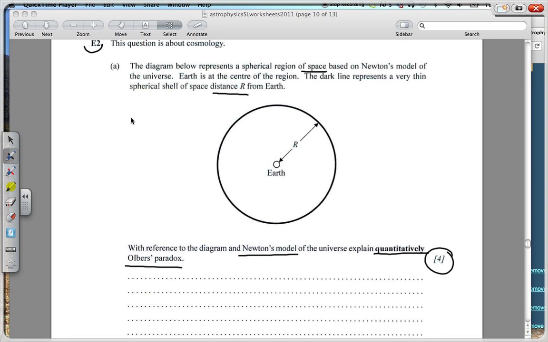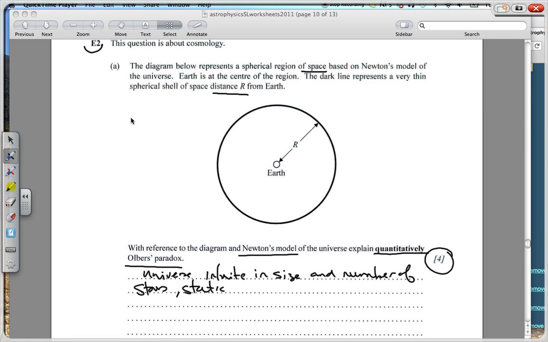Well, Newton's model was that the universe was infinite in size and number of stars. Also that it was static and it was universal. Alright, it would last forever.